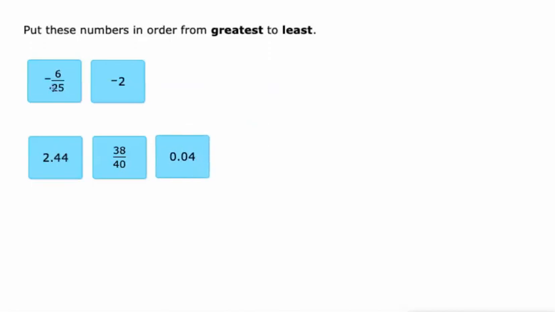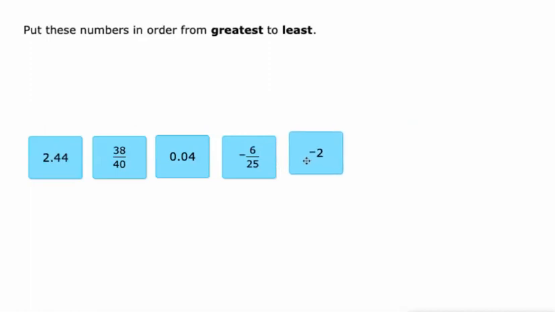Okay. Again, we have negative numbers. We're going from greatest to least. Negative 6/25 is somewhere between 0 and -1, and -2 is even further left of that on the number line. So I kind of have a number line in my head, and I'm looking at where these would fall. So that would be from greatest, 2.44, to least, -2.